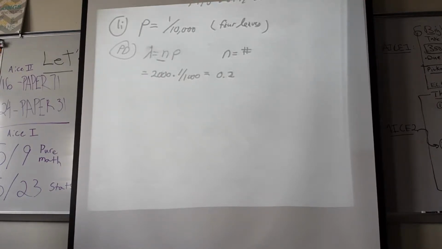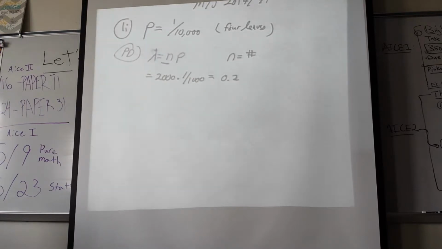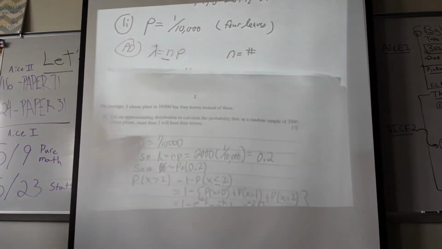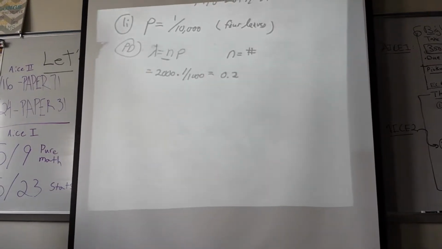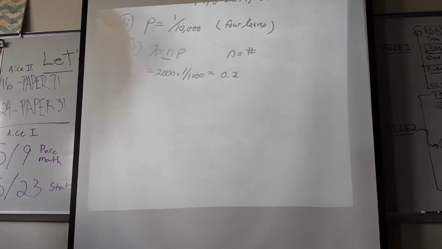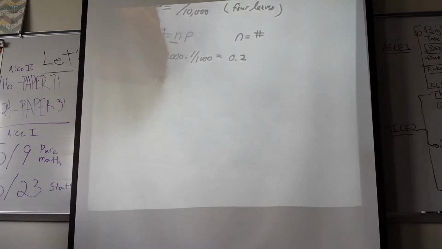Okay. Remember, this guy is going to be your value that we're going to use later on, okay? I do it a little differently. So now remember, it says, watch your eyes. It says, find more than two will have four leaves. So that means whatever the probability is, more than two, what would I write? Greater than two. And what's the variable? X. X is greater than two.